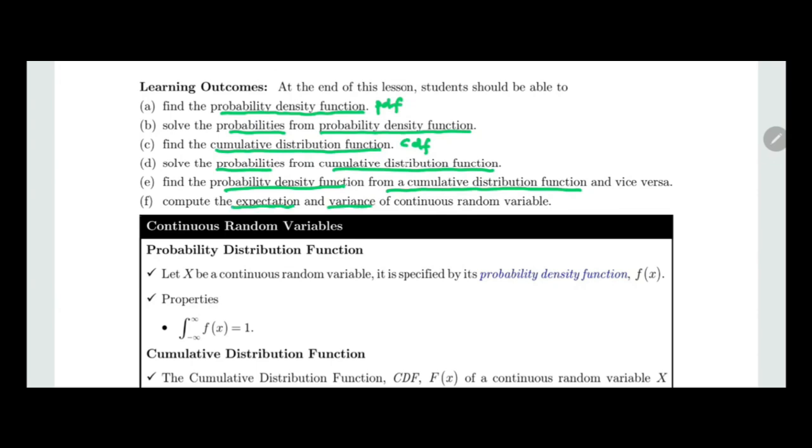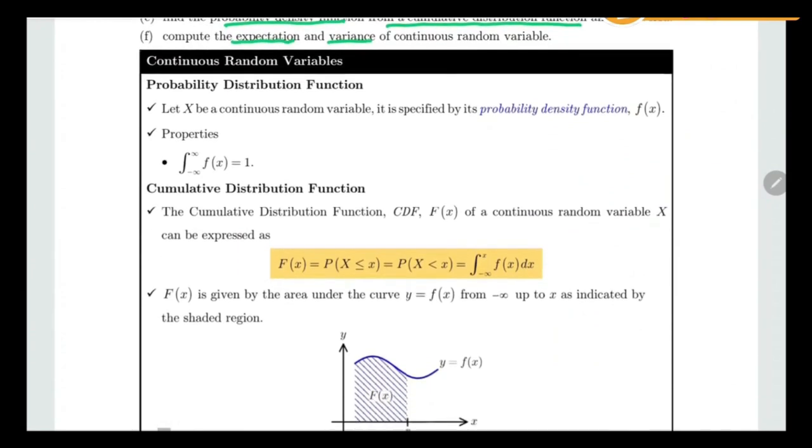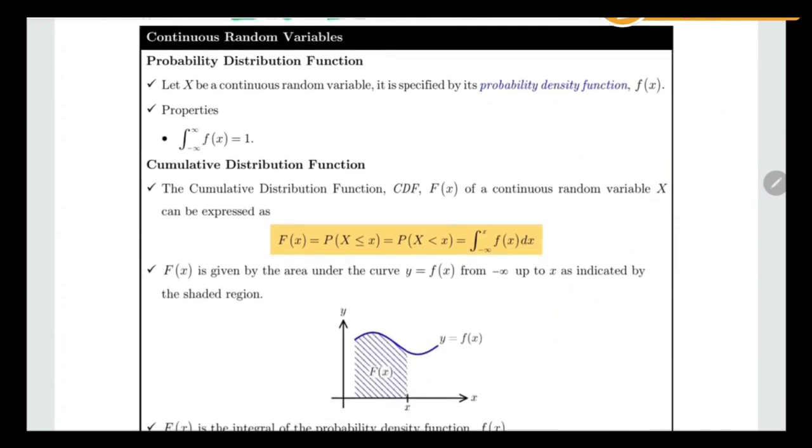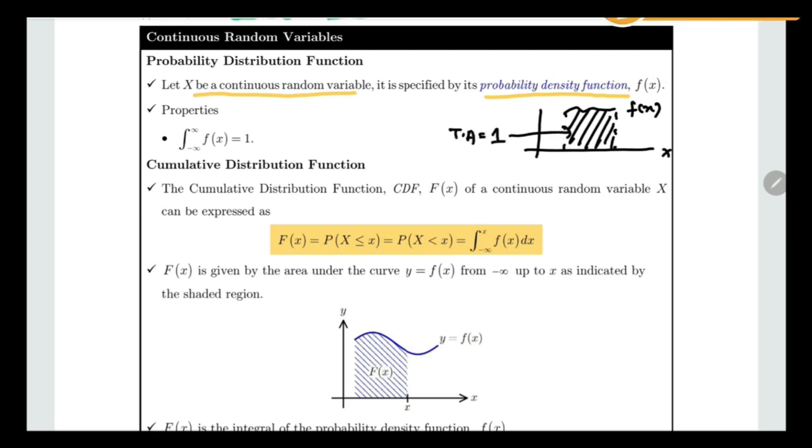So I'm going to introduce the continuous random variable. The probability distribution function: let x be a continuous random variable. It is specified by the probability density function. The probability density function for the continuous case can be represented using a curve. It can be represented by the area bounded by the curve of f(x) above the x-axis. So the total area for the continuous random variable must be equal to 1.